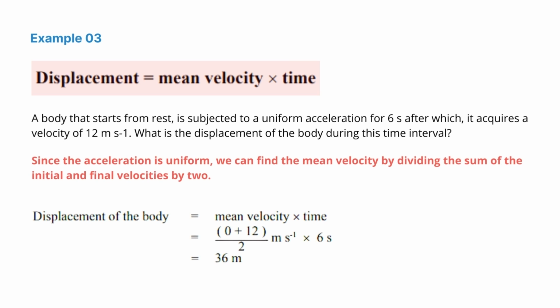So first we calculate the mean velocity. It is initial velocity plus final velocity divided by 2, that is 0 plus 12 divided by 2, which is equal to 6 meters per second. So that is the mean velocity of the object when it is traveling with uniform acceleration. Then the displacement will be equal to mean velocity into time. Here we already have the value for mean velocity, 6 meters per second, and the time is 6 seconds, so 6 into 6 is 36 meters. That is the displacement of this object that moved with uniform acceleration.